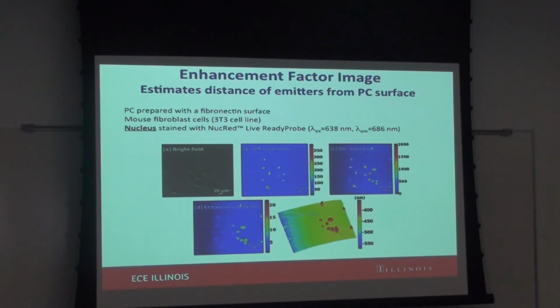So we did this with a membrane-based stain. We did the same thing with a nucleus stain. Here's a stain called Nuc Red. It's supposed to stick to nuclear components, only stain the nucleus. And so we were wondering what we would see in an image like this, because obviously the nucleus is not in the cell membrane, it's behind the cell membrane. But still we could see an off-resonance image and an on-resonance image of the same cells, just higher intensity here, make an enhancement factor image, and then actually see within the cell how close the nucleus is to the cell membrane underneath it.